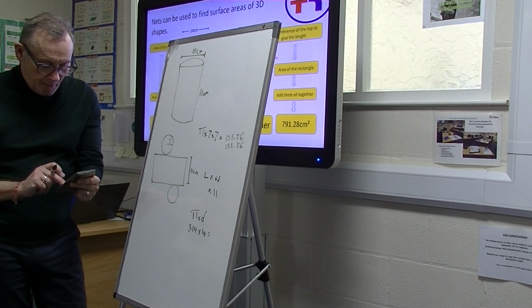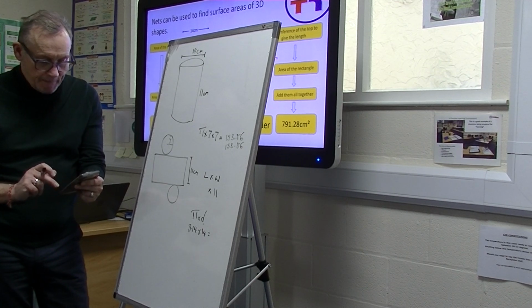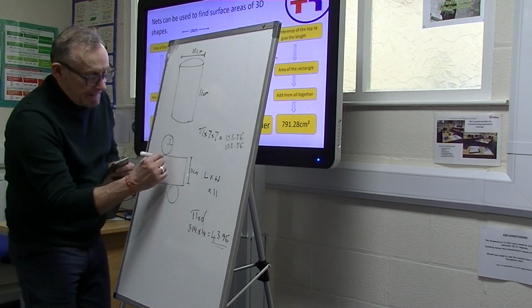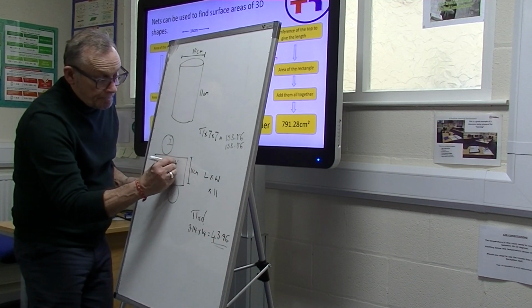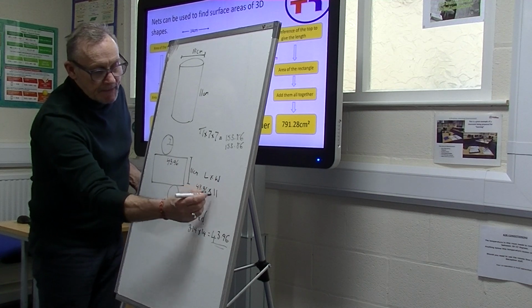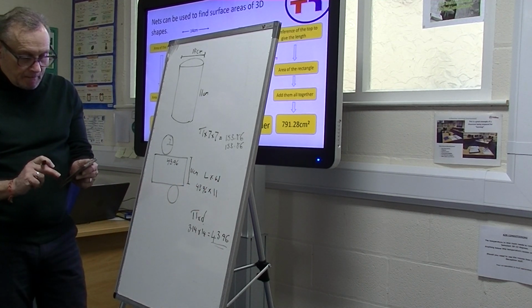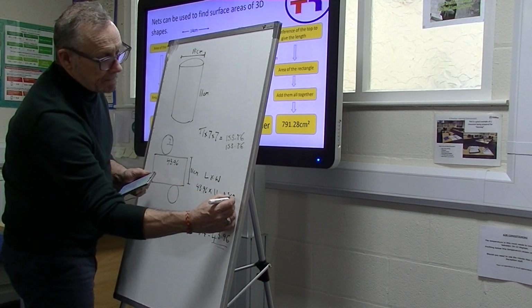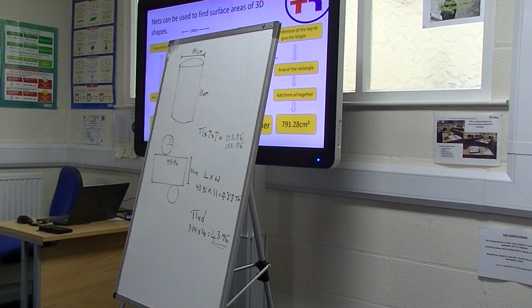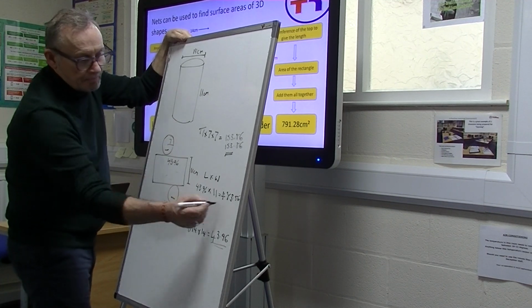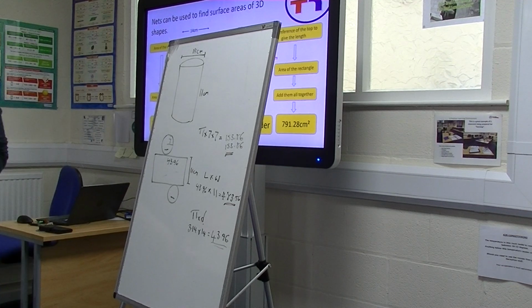Calculate 3.14 multiplied by 14, that's 43.96. So that's the measurement there. Now we can work that out: 43.96 times 11 is 483.56. So we've got the top and the bottom, and we've got this bit here. We just add them all together, which comes up with 791.28.